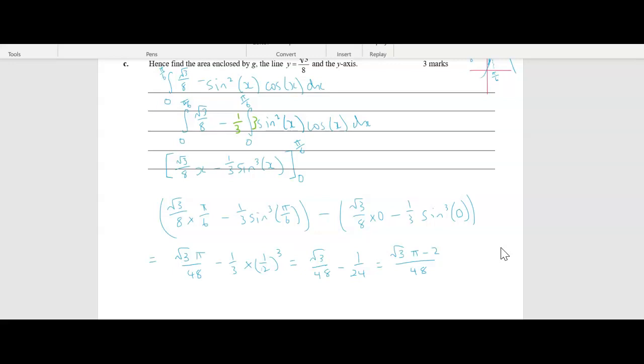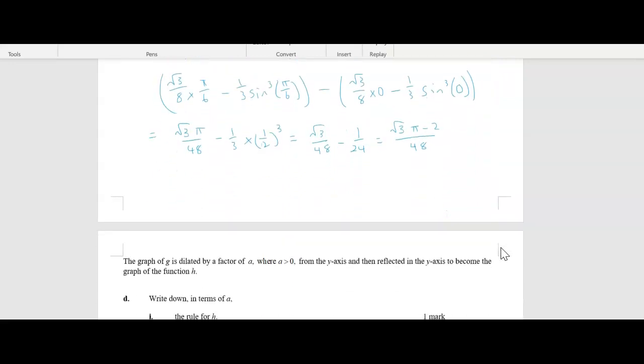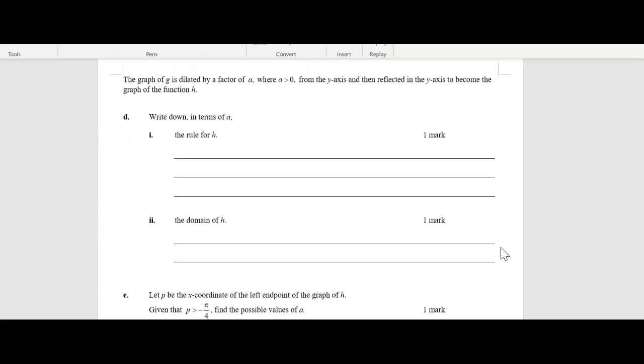There it is there. All right, just looking at the time. Let's see how we go.